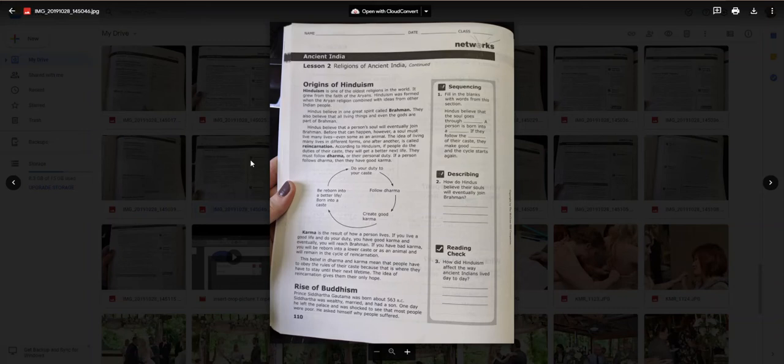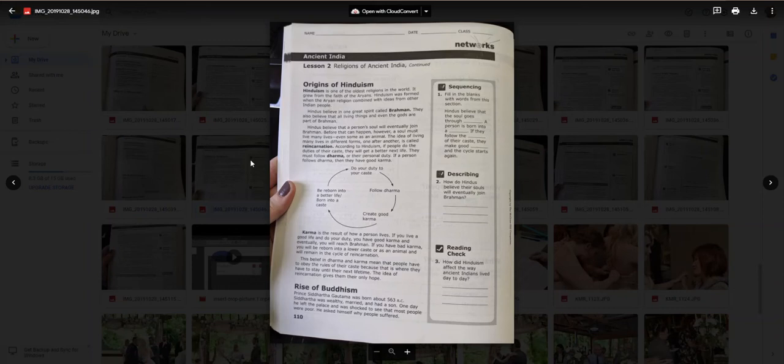Hindus believe that a person's soul will eventually join Brahman. Before that can happen, however, a soul must live many lives, even some as animals. The idea of living many lives in many different forms, one after another, is called reincarnation. According to Hinduism, if people do the duties of their caste, which means where they are in society, then they will have a better next life.